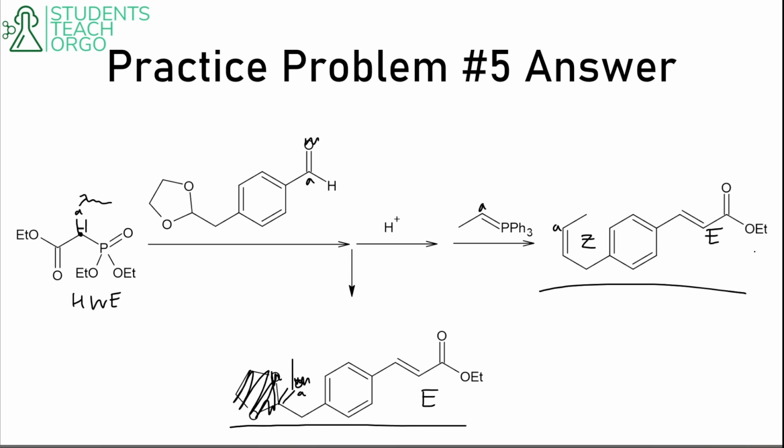Wittig in general is a great way to have molecules with specific stereochemistry. And you can imagine how important that is in fields like pharmaceuticals, right? Where you need a certain drug that binds in certain types of configurations.